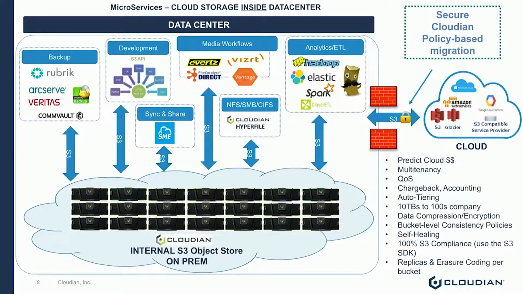In addition, we are cloud ready for replication into the public cloud through secure protocols, and it's policy-based migration. We can predict the cloud costs based on the on-premise consumption. It is a multi-tenant platform. There's quality of service to prevent noisy neighbor issues from additional tenants in the platform. Auto tiering is available at the bucket level, and there are hundreds of thousands of S3 compatible applications. Cloudian also supports a replica and erasure coding storage protection policy underneath.